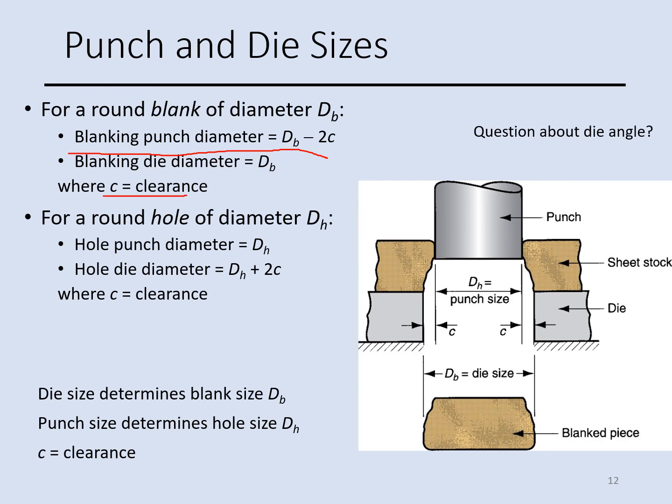And if we want to design a punch, if we want to create a hole, then the punch diameter becomes important, and you have to use this equation. Hole diameter equals dh, which is the diameter of the punch, plus 2c. Another way to say it: the die size determines the blank size, and the punch size determines the hole size.